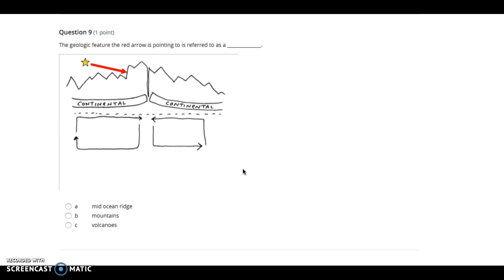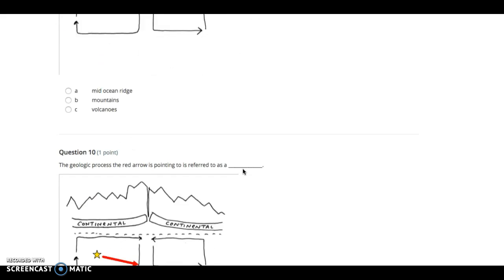Question number 9. The geologic feature the red arrow is pointing to is referred to as a blank. A. Mid-ocean ridge, B. Mountains, C. Volcanoes.